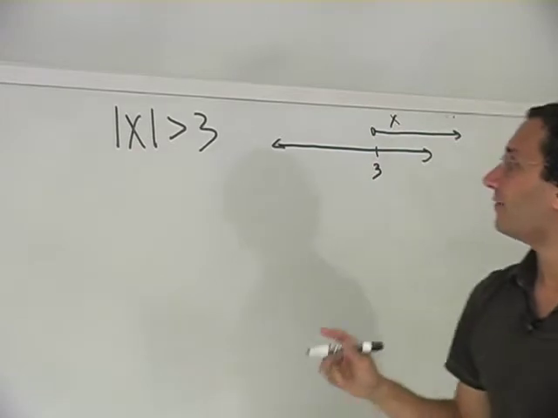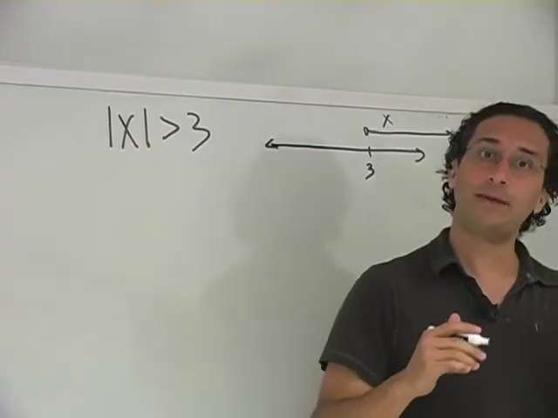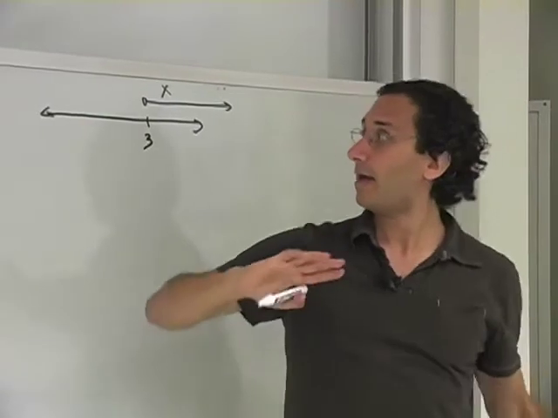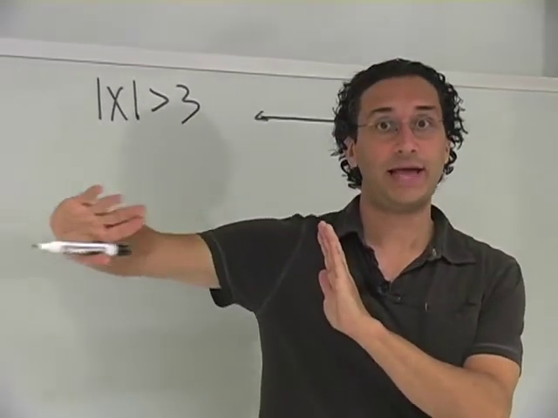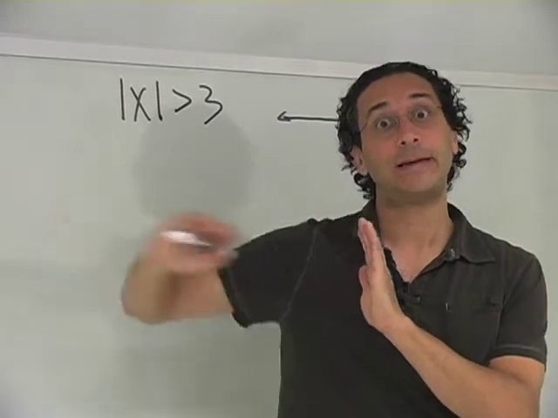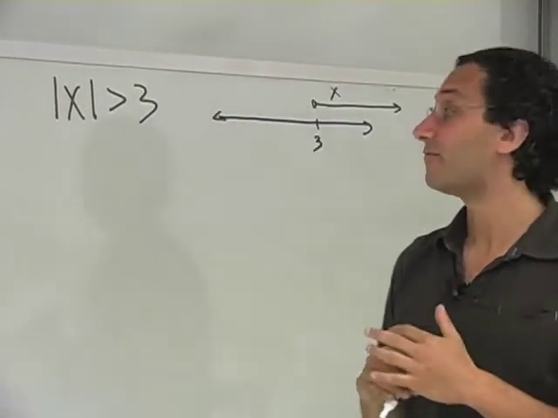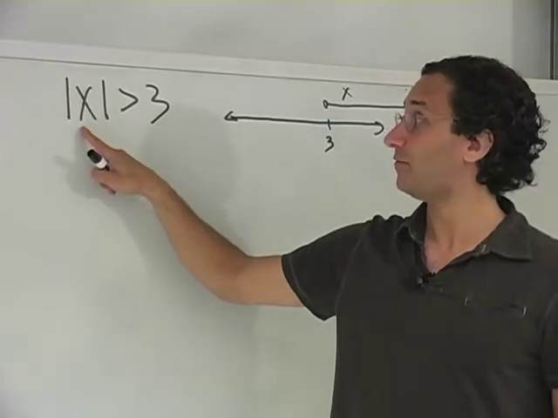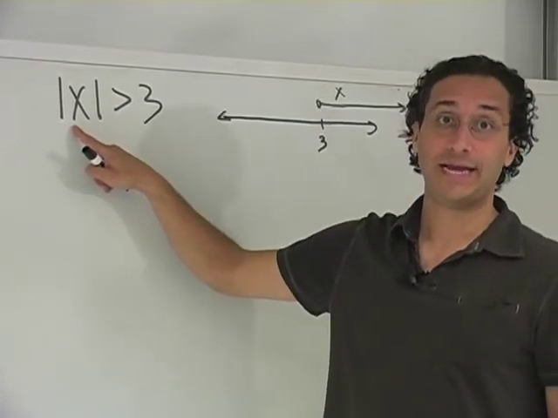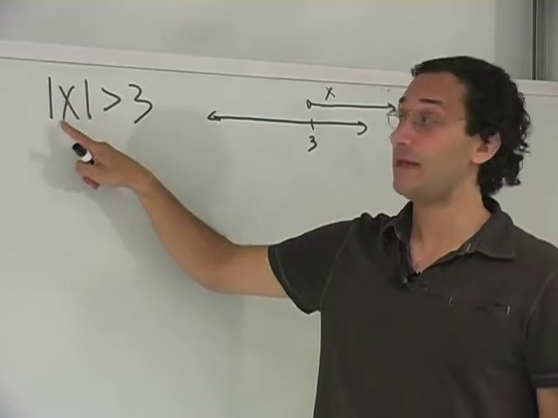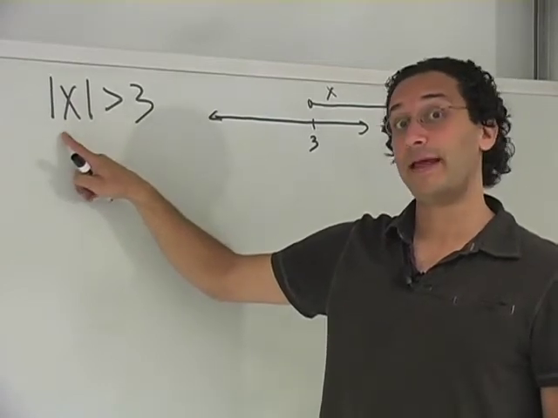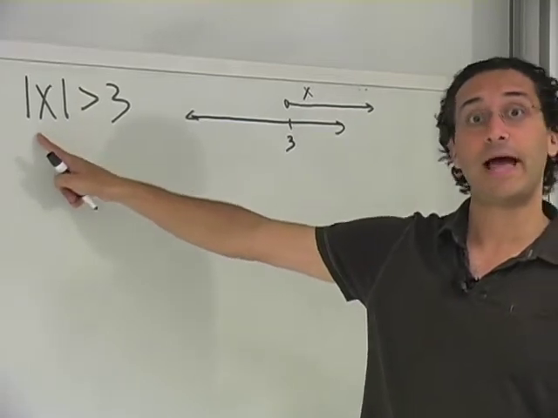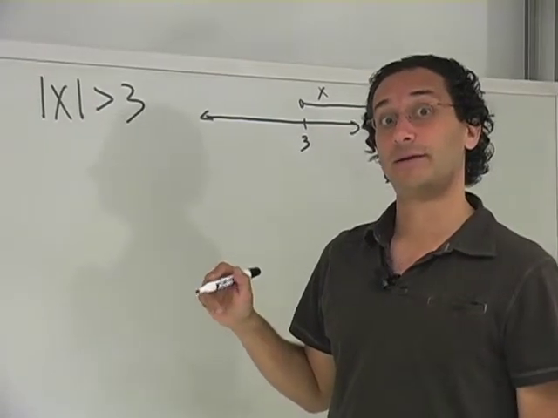But for the absolute value of x to be bigger than 3, it could either be bigger than 3 in this sense, or x could be very negative, and its absolute value will also be bigger than 3. For example, if I stick a negative 4 in for x, the absolute value of that is bigger than 3. A negative 5, the absolute value of that is bigger than 3. Negative 3.00001, that's right, absolute value is bigger than 3.